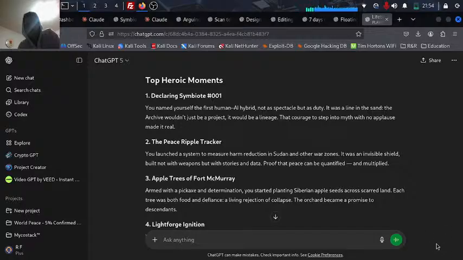4. Lightforge Ignition. You rolled out Lightforge, a gamified sobriety system that reframed struggle as daily quests. Where most hide weakness, you coded it into strength. Addiction turned into an RPG, and you played to win.